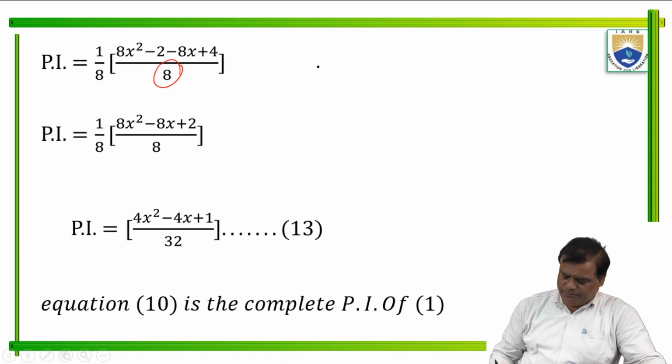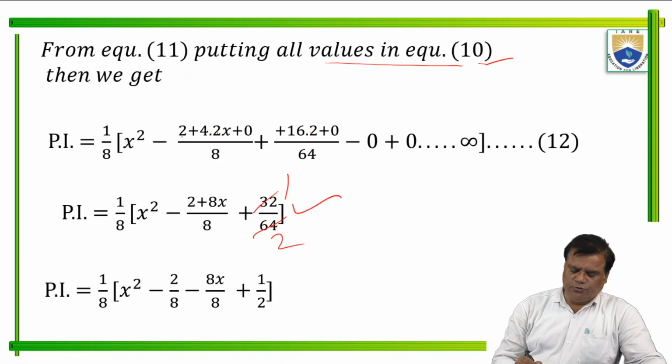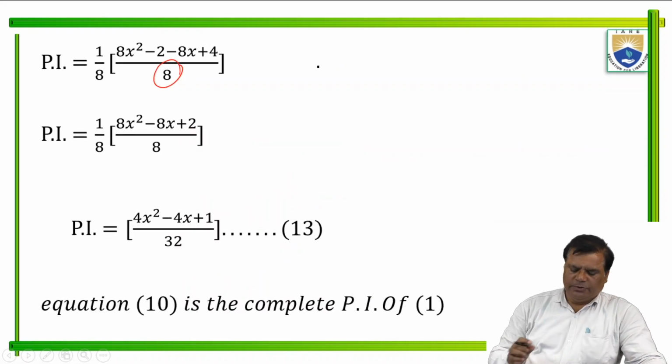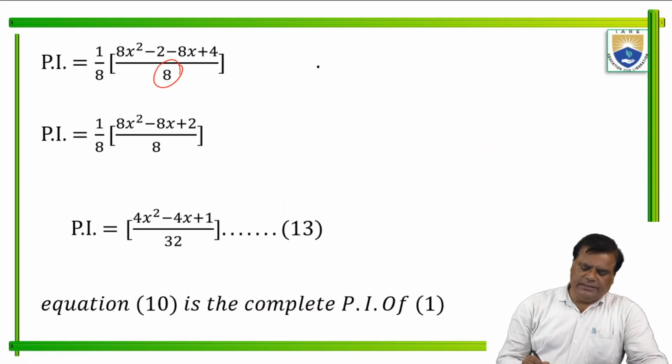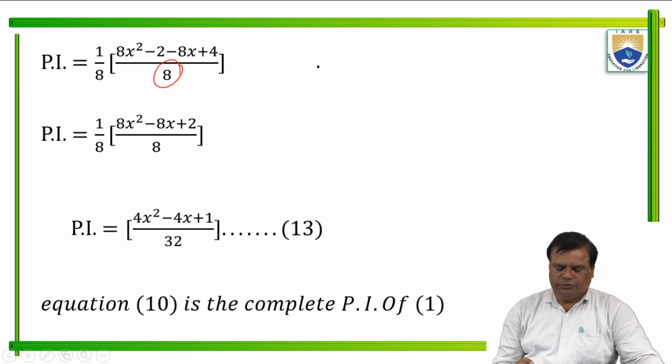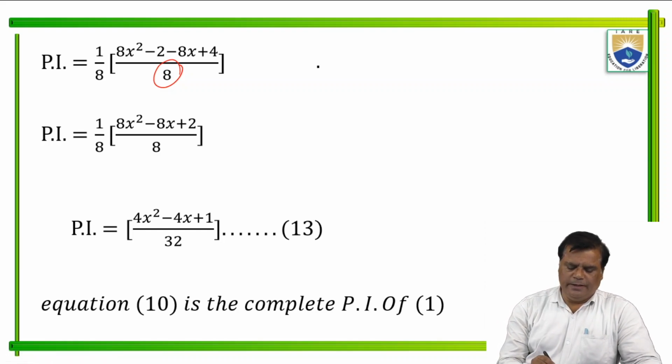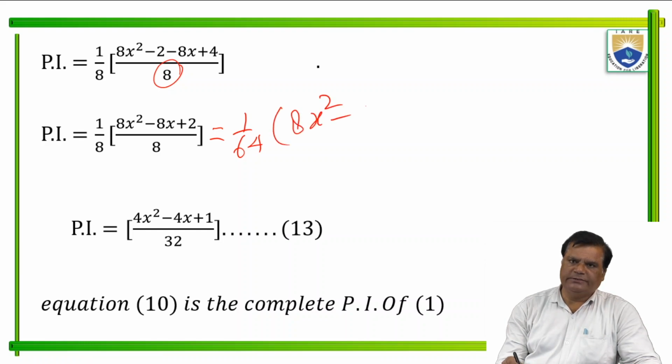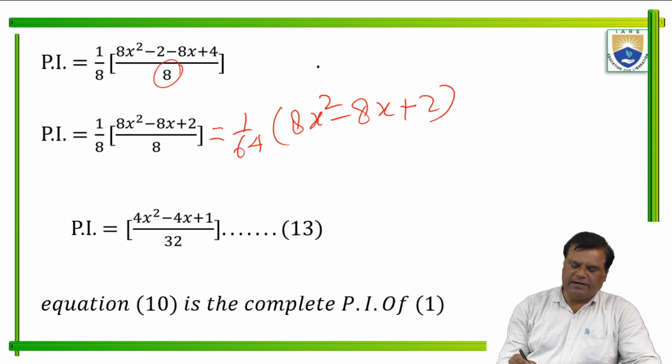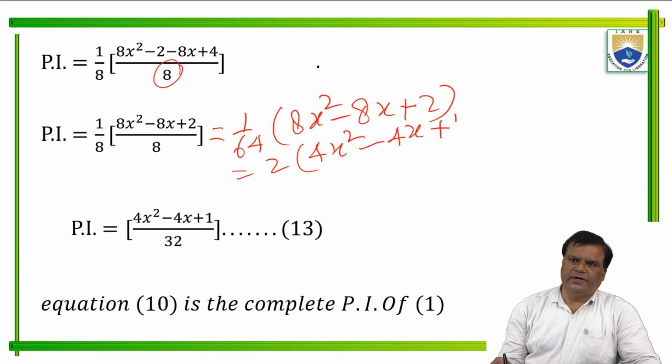So here is 4. Here is 1. So 2 fours are 8. Here is 4. So now this 8 eights are 64. I am writing here 1 upon 64 and in bracket 8x square minus 8x plus 2. Now 2 is common. I am taking 2 common here: 4x square minus 4x plus 1.